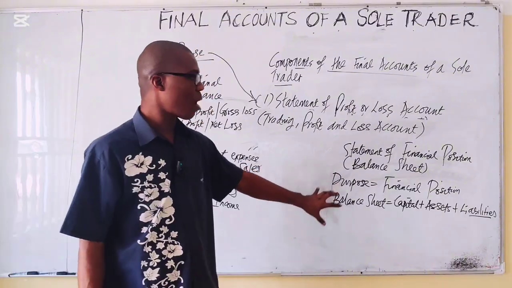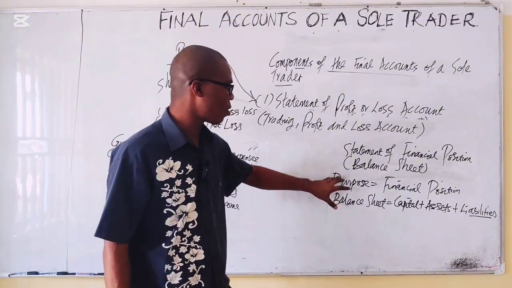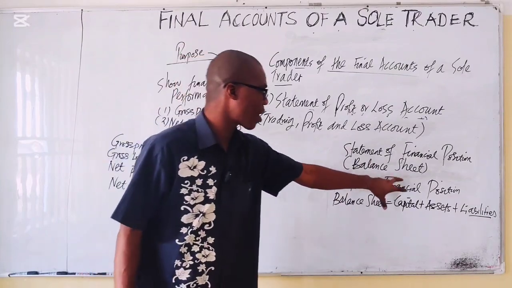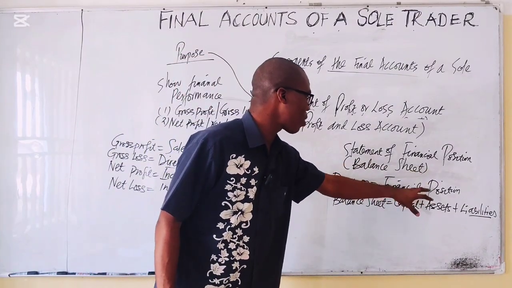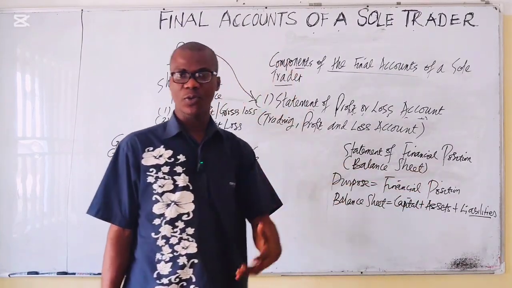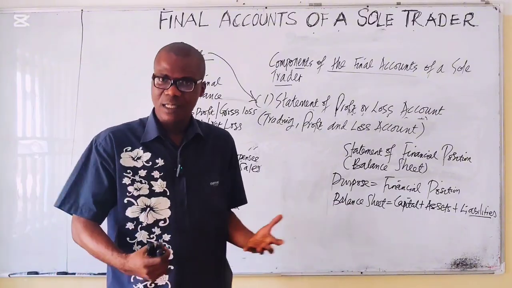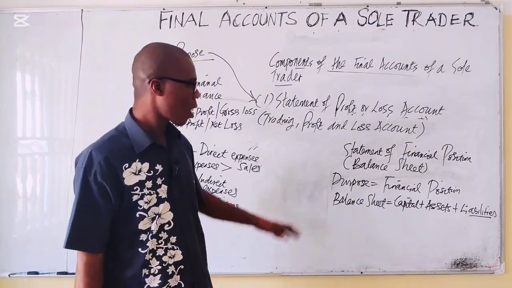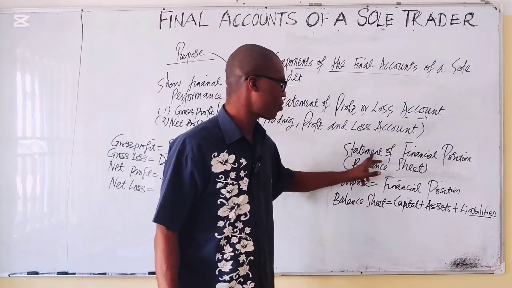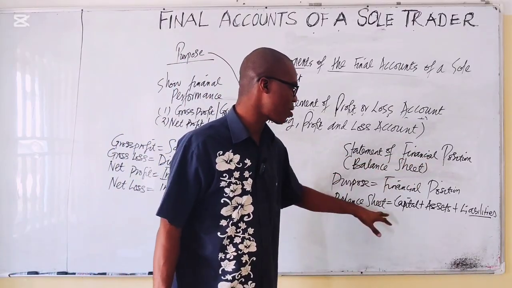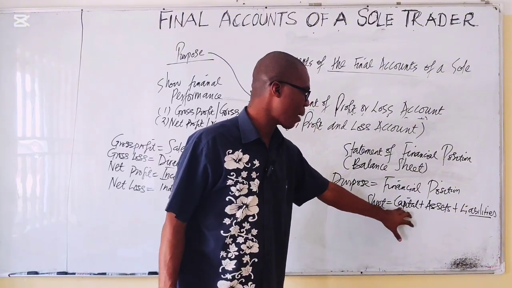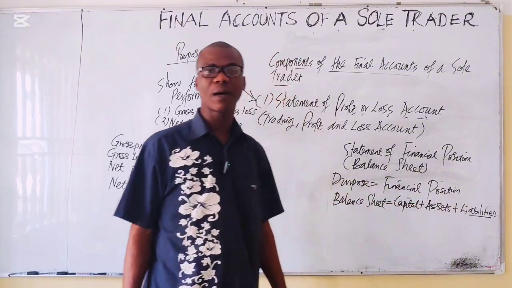Now, when you are asked to prepare the statement of financial position, its purpose is to ascertain financial position. That is the state of your assets, liabilities, and capital. And the components of the statement of financial position, also known as the balance sheet, are the combination of these three: capital, assets, and liabilities.